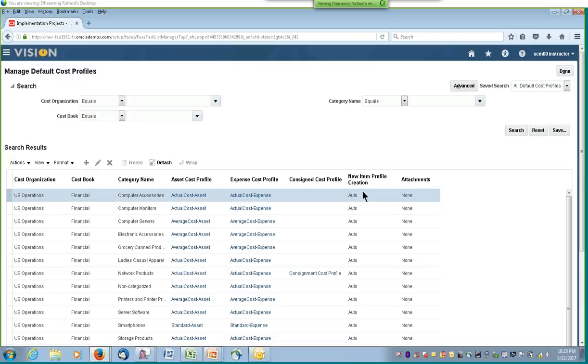So when you say review is required, it means that the system will assign the cost profile to your item, but it will be listed in your dashboard that review is required. Go ahead and review it.